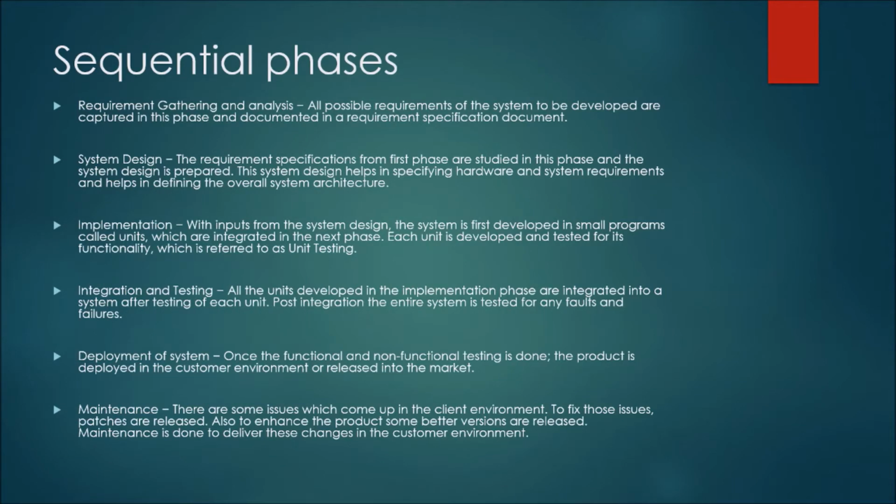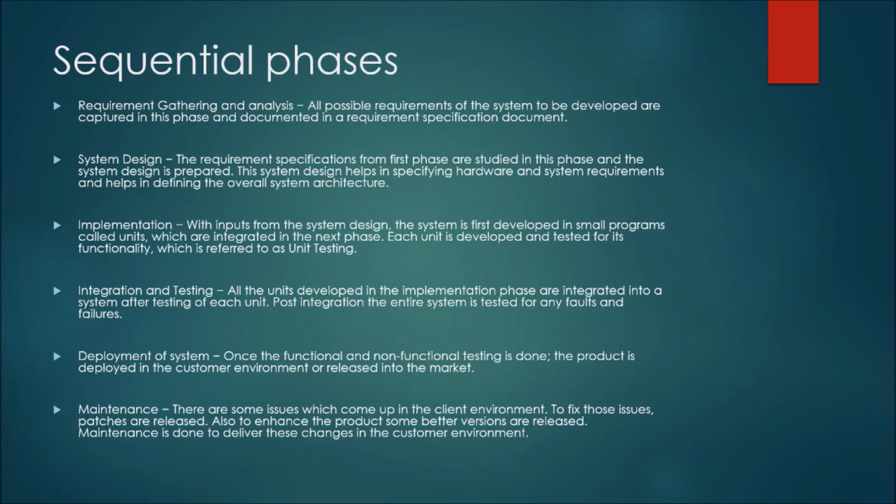Sequential phases. Requirement gathering and analysis: all possible requirements of the system to be developed are captured in this phase. System design: the requirement specification from the first phase is studied in this phase and the system design is prepared. Implementation: with input from the system design, the system is first developed in small programs called units, which are integrated in the next phase. Each unit is developed and tested for its functionality. Integration and testing: all the units developed in the implementation phase are integrated into a system after testing of each unit.